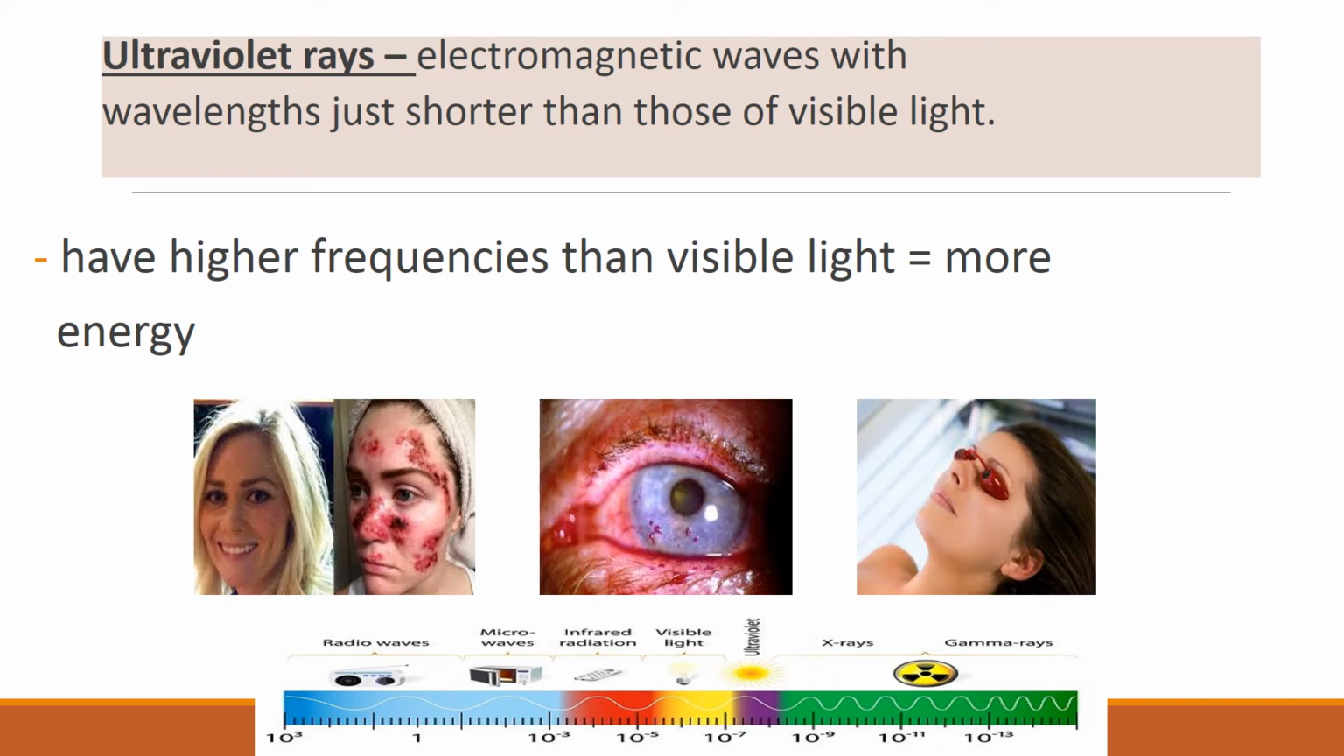The energy of ultraviolet rays can damage or kill living cells. For example, too much exposure to ultraviolet rays can burn your skin and over time may cause skin cancer. However, small doses of ultraviolet rays are useful. They cause skin cells to produce vitamin D, which is needed for healthy bones and teeth.